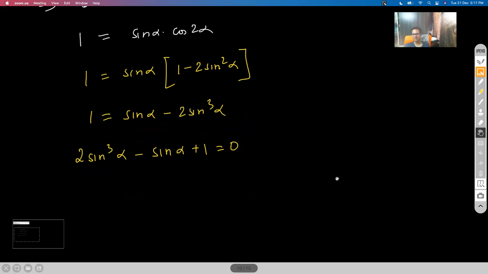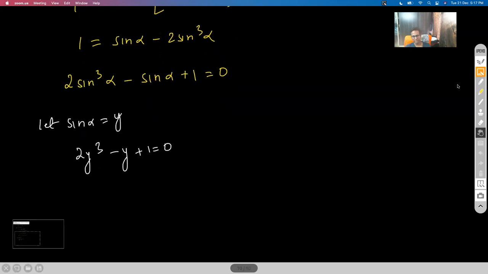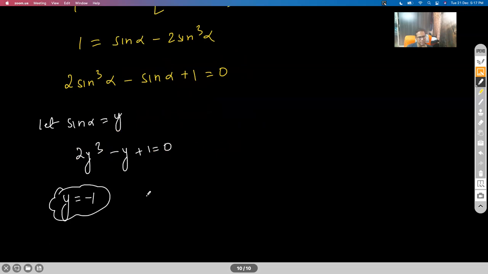Okay. So assume that your sine alpha is like your y. So let sine alpha be y. So it's like 2y cube minus y plus 1 equal to 0. Now this is a cubic equation. So we have to guess one of the roots in order to factorize it. So can you guess one of the roots? In my opinion, I believe minus 1 is going to work. Just check this out. Will minus 1 work? So 2 into minus 1 minus minus 1 plus 1. Yes, it satisfies. So y equal to minus 1 satisfies.